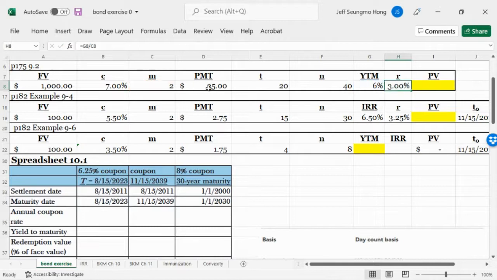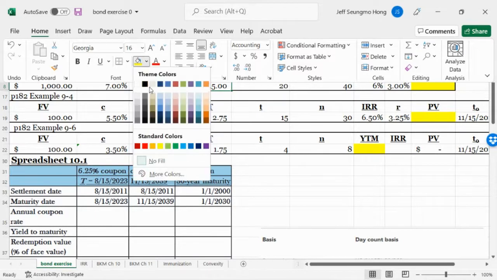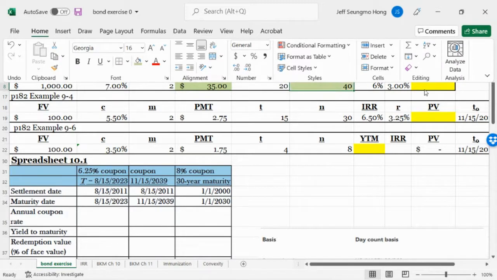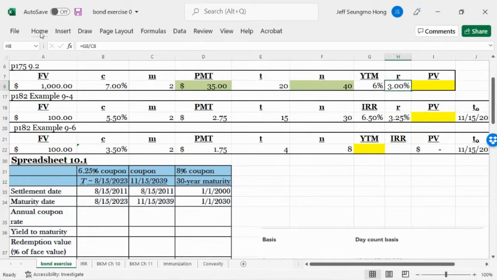Again, you may have noticed that nothing is manually entered, except for the initial data. So initial data: 1,000 face value, 7% coupon rate, 20 years. Those are the initial data points. Other than the initial data points, nothing is manually entered.